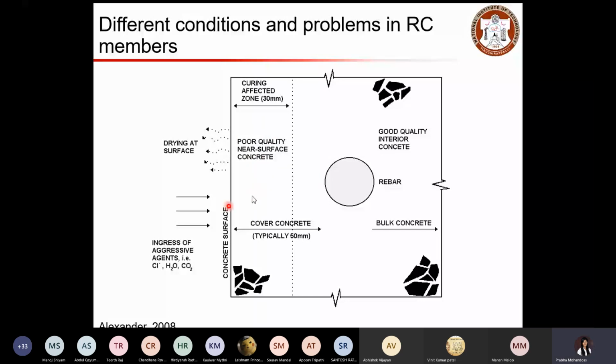And again, this is the path where you have interaction with other aggressive agents. So this will lead to ingress of elements like chlorides, water, carbon dioxide. So to avoid that, it is very essential that your member, or the concrete at this region, should be of good quality, with fewer pores and less interconnectivity.